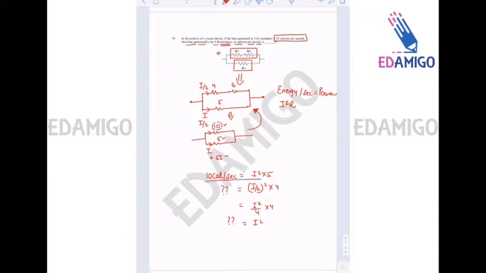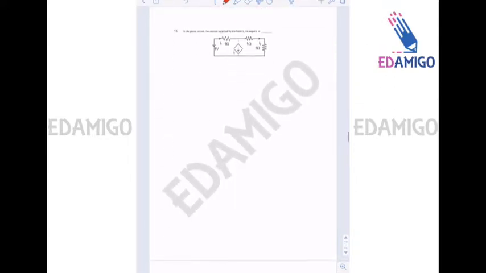It is given that I square multiplied by 5 is equal to 10 calories per second. So simply we can say that I square is equal to 2 calories per second. That's the answer. That's a very simple question, right? The only concept is the current division rule, and you should know the formula of power, because energy per unit time is power. Okay, so let's move on to another question.